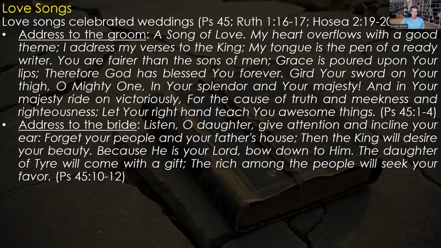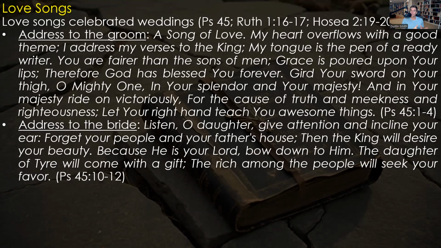Now, it also shifts to addressing the bride in verses 10 through 12. Okay, so the opening part is going to address the groom, and we could read more of that if we wanted to, especially verses 5, 6, and 7, which are really important Christologically, but they're not so important right now for interpreting the love song. So later in the psalm, it's going to shift and talk to the bride.